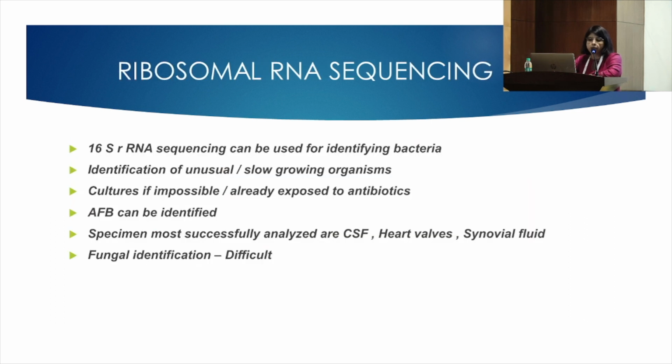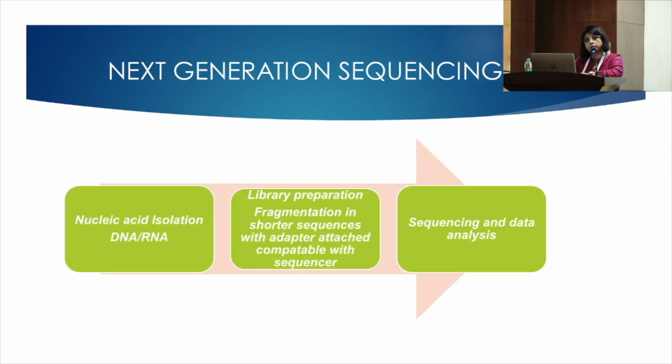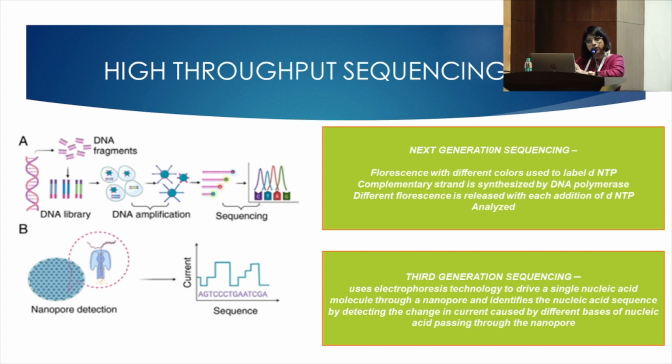Quickly, I'll go through the slides for the sequencing because it's a new thing. It's based on ribosomal RNA sequencing for identifying the organisms. So we can identify slow-growing organisms, or if your sample is already exposed to antibiotics, AFB can be identified, and fungal identification, but it's a little difficult. So here also you isolate the nucleic acid, divide it into shorter fragments, and attach them to a sequencer. So all the nucleotides which are there, the sequencing is done, and you will get the results. So depending on the sequence, the organism is identified. It's a very sensitive method.